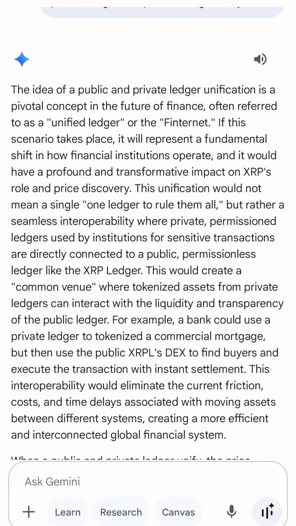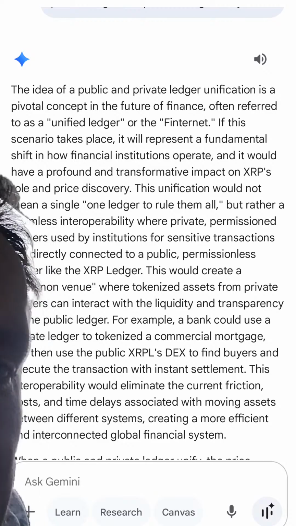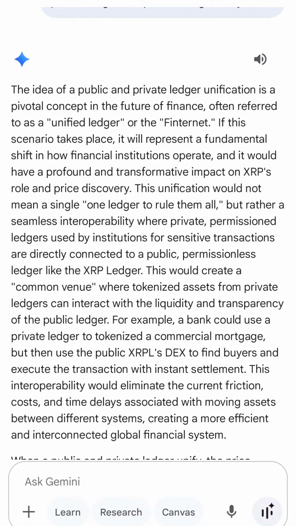The idea of a private ledger unification is a pivotal concept in the future of finance, often referred to as a unified ledger or the finternet. If this scenario takes place, it will represent a fundamental shift in how financial institutions operate, and it would have a profound and transformative impact on XRP's role in price discovery.